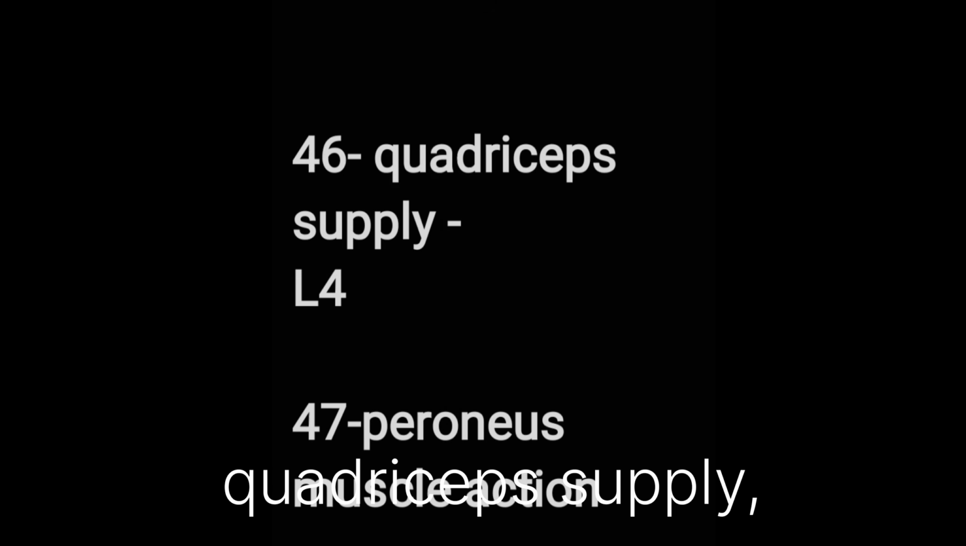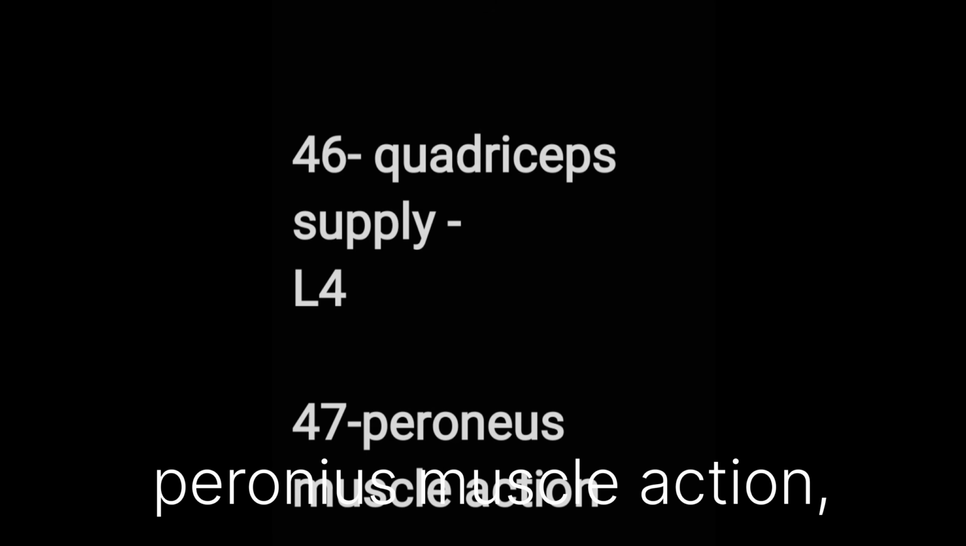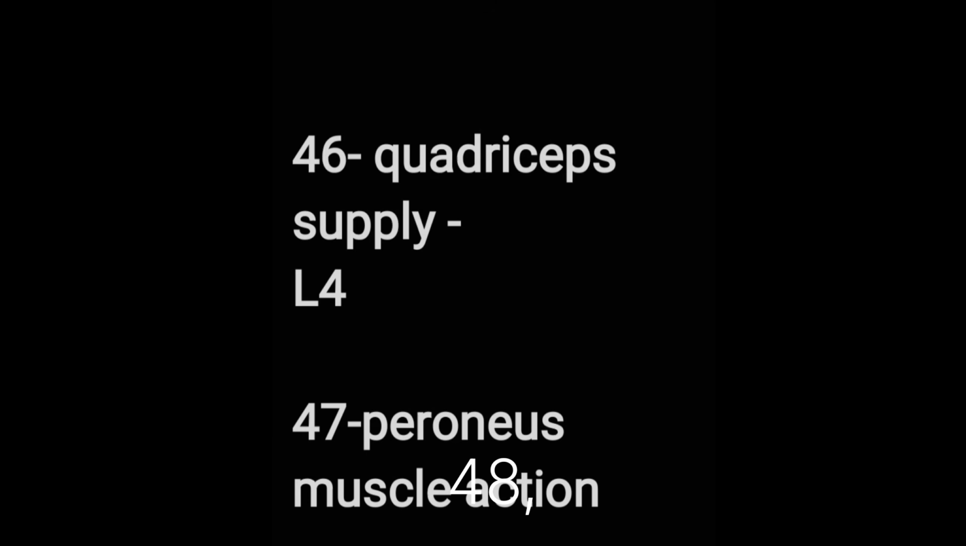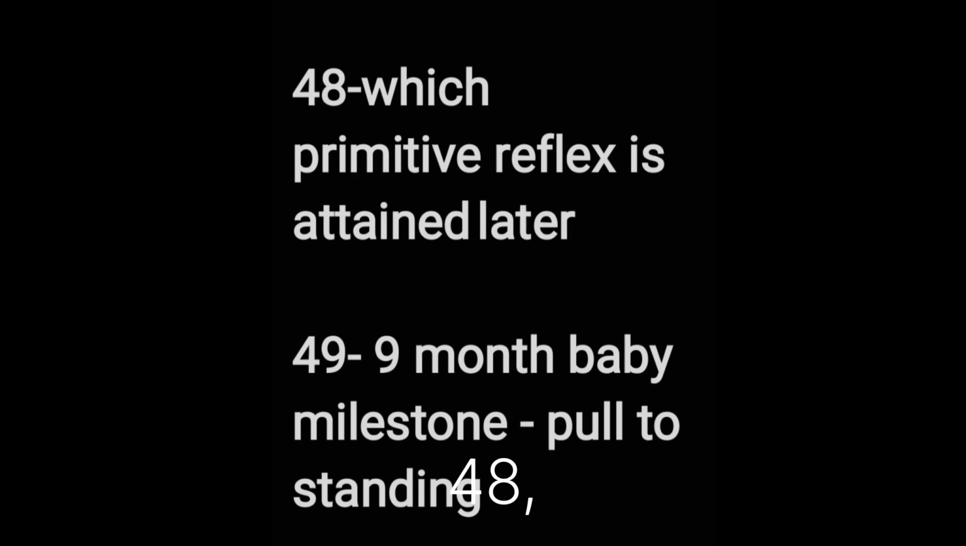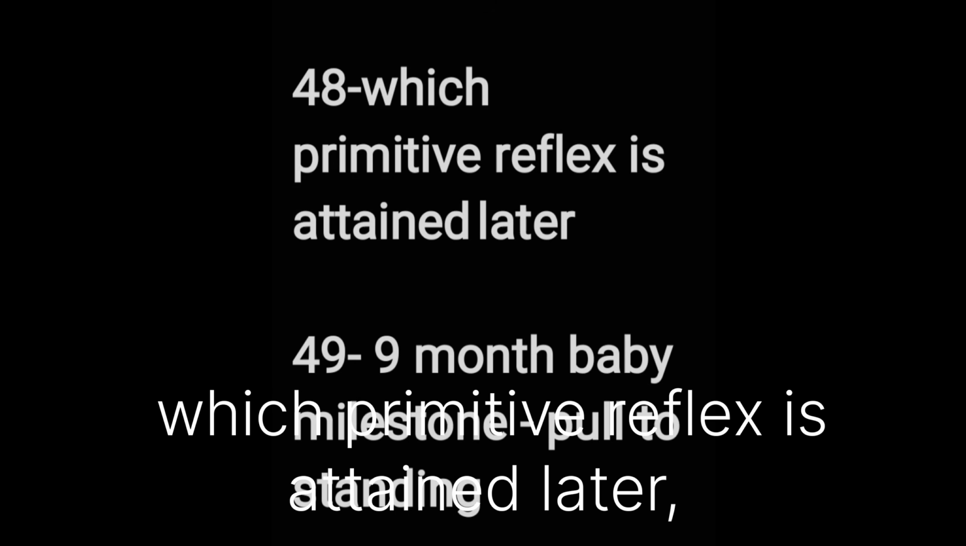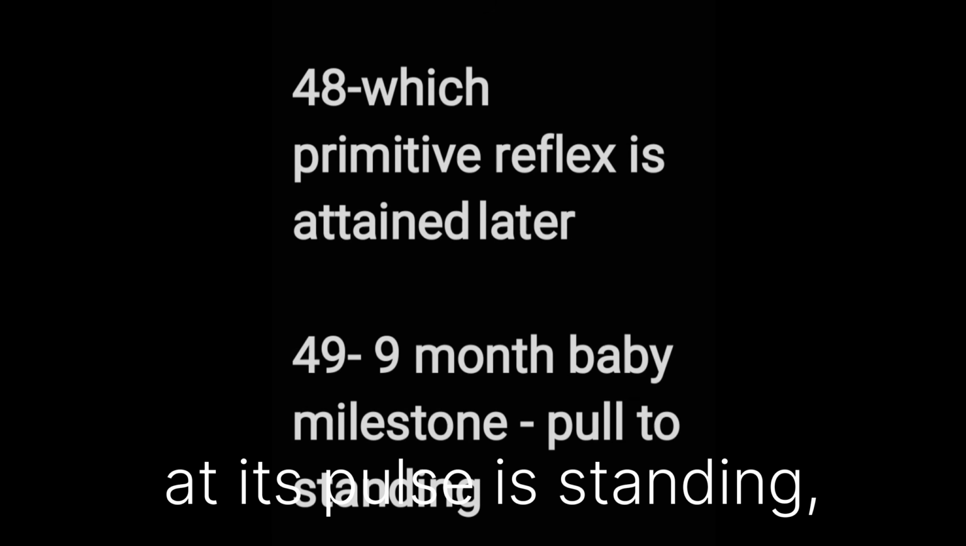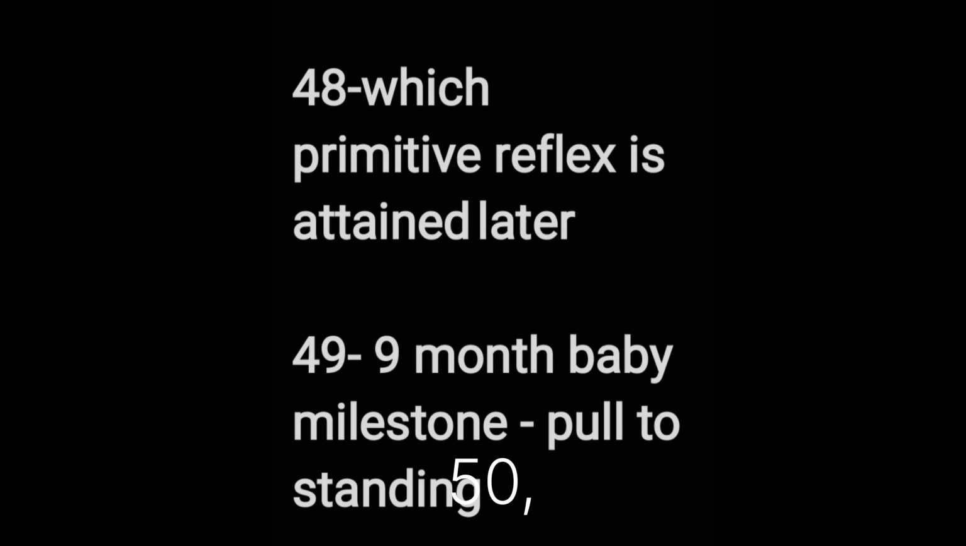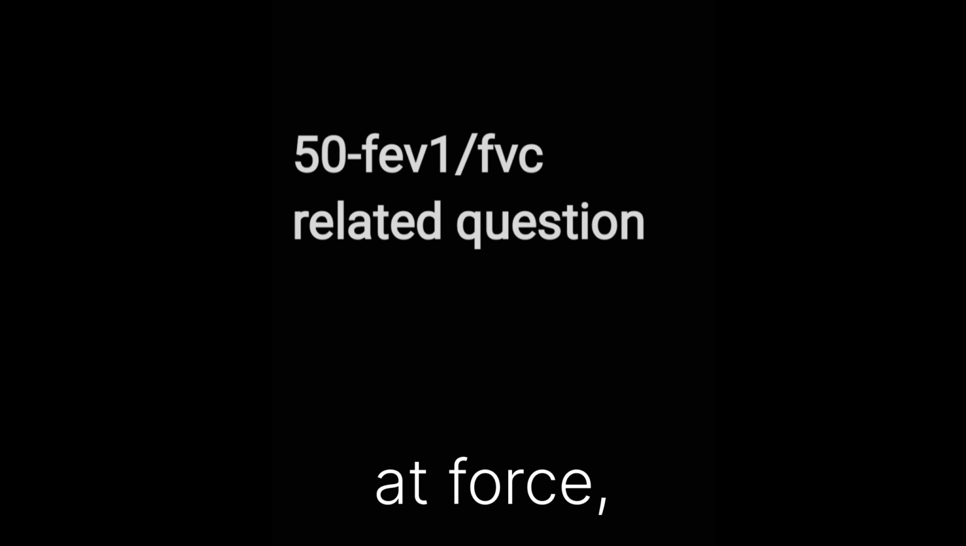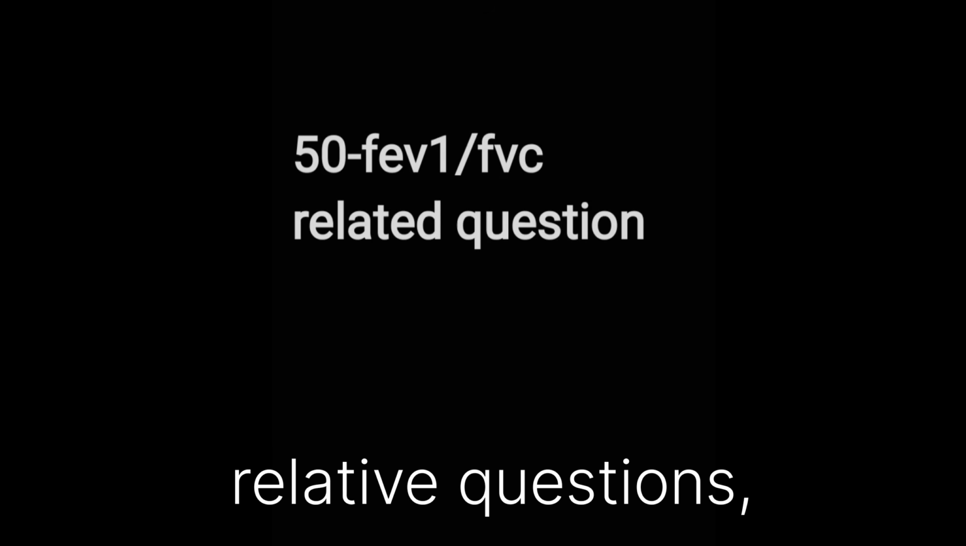46, quadriceps supply, L4. Peroneus muscle action, 47. 48, which primitive reflex is attained later? 49, 9-month baby milestone, that is pull standing. 50th, forced expiratory volume and forced vital capacity related questions. 51, DMD, that is Duchenne muscular dystrophy.